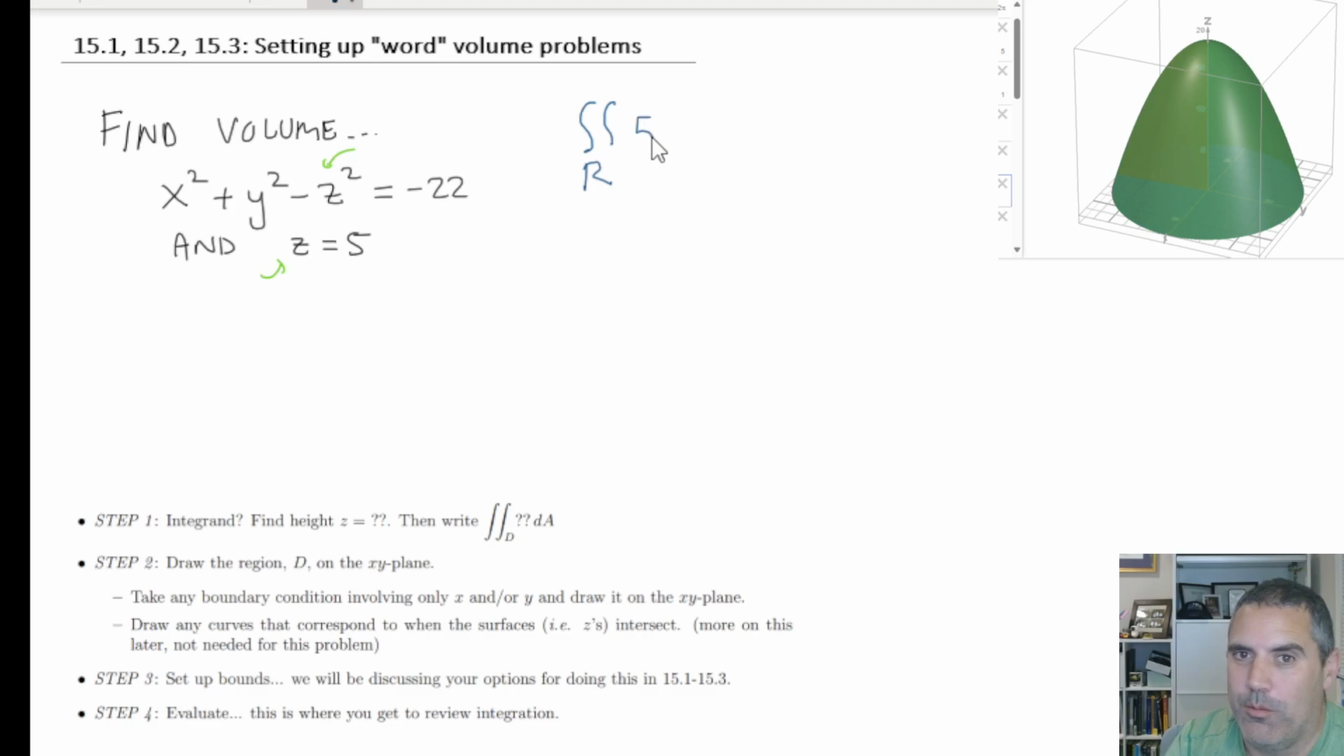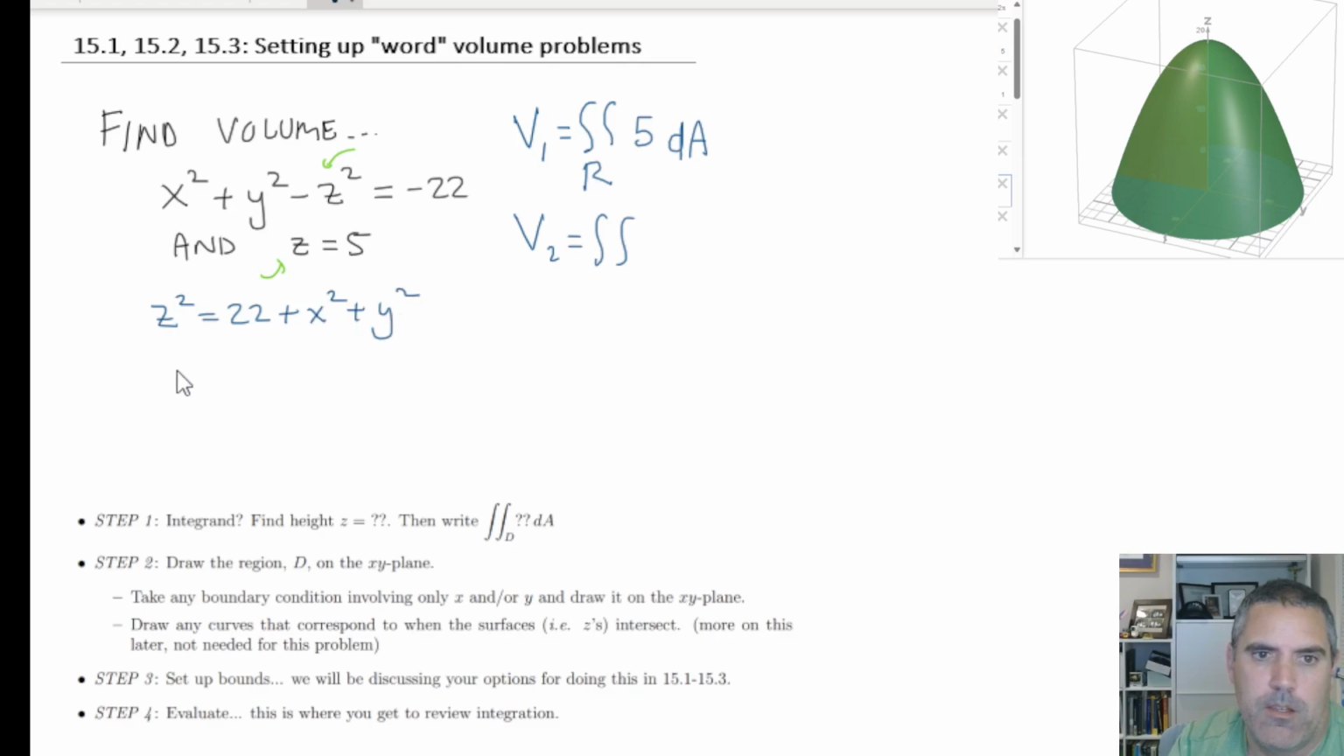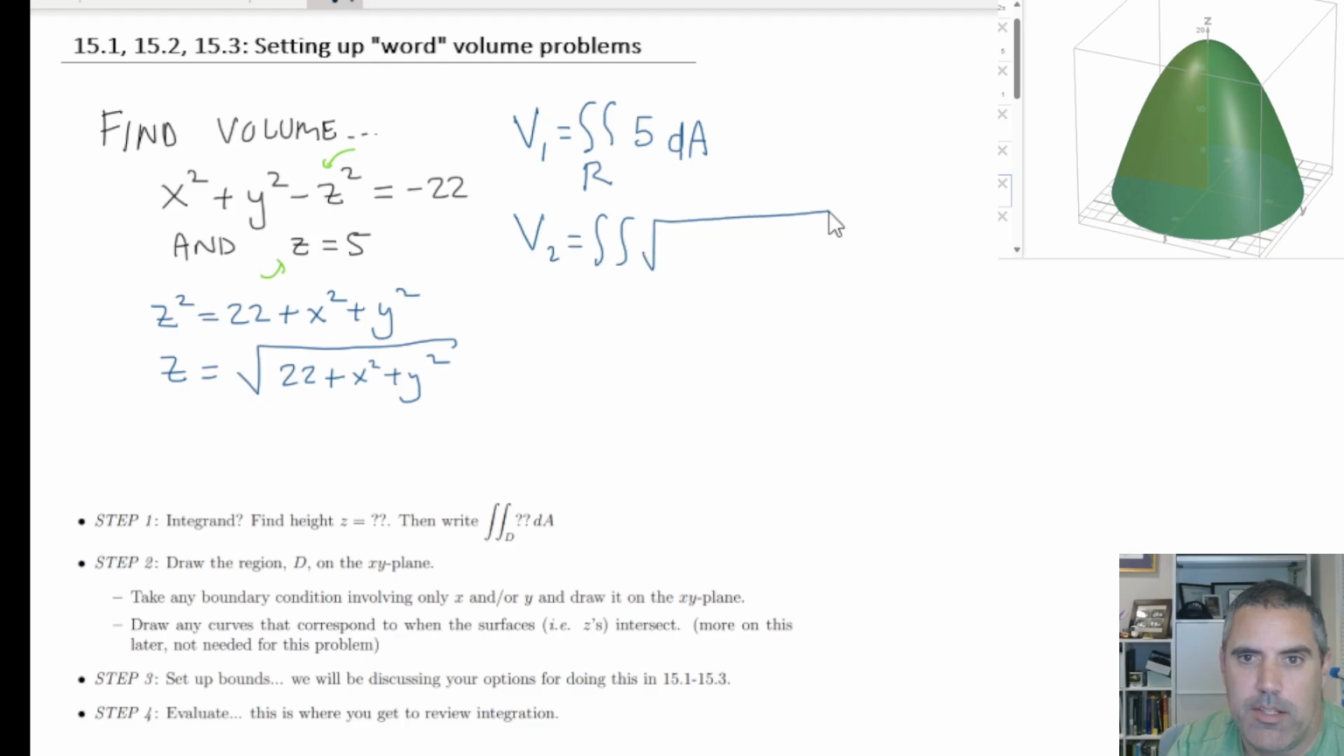You can still follow the recipe. It's just now you're doing two different problems. So we're going to do the volume under z equals 5. That's one volume we'll have to think about. And we're going to do the volume under the other thing. So we'll solve for z. So let's see what happens. We get z squared is 22. I'm just rearranging a bit. And we get z is plus or minus the square root. And that's the moment where maybe we have to do some thinking, but I'll just come back to that in a second.